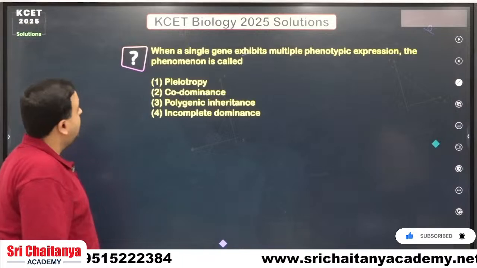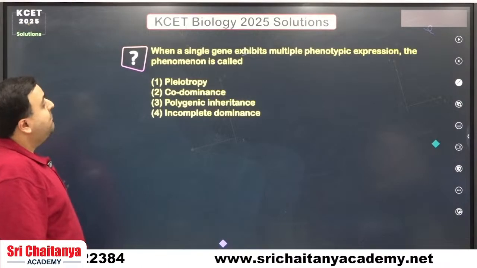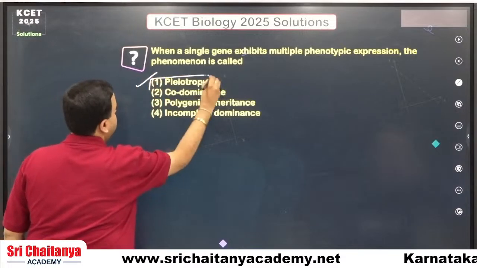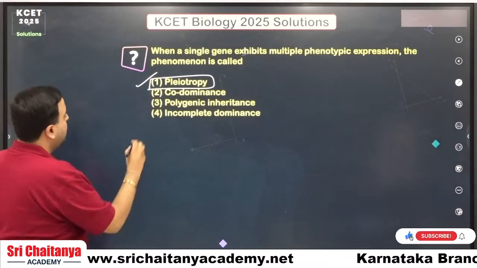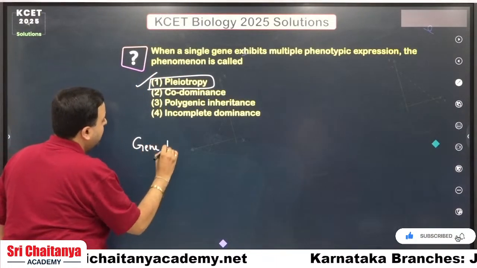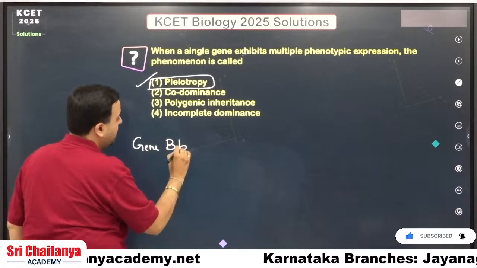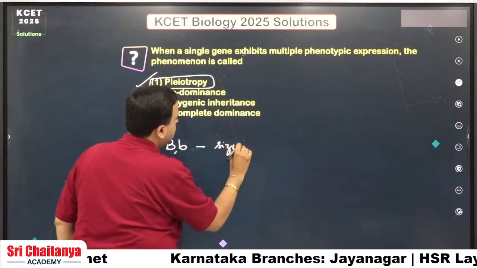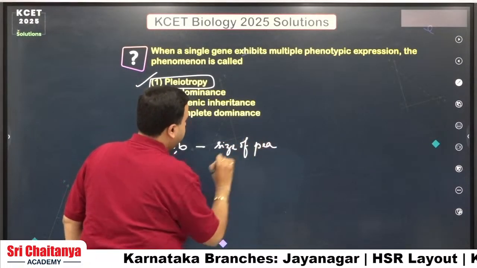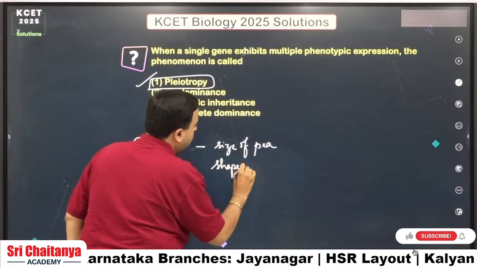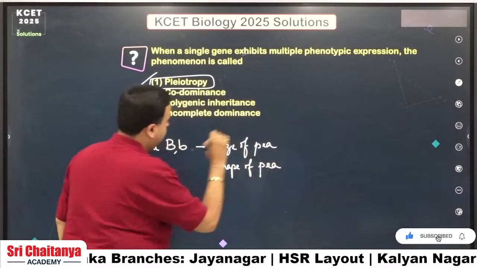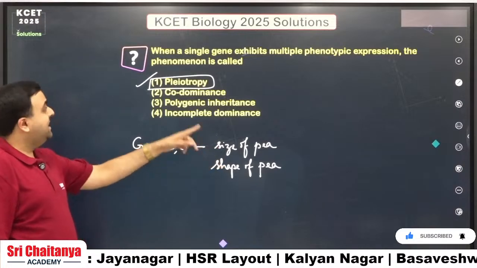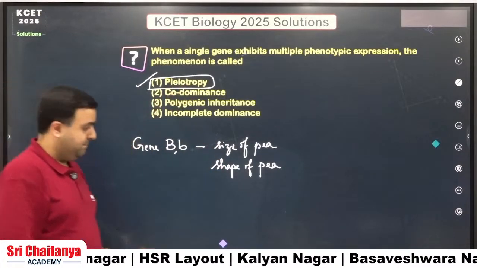Next, when a single gene exhibits multiple phenotypic expression, the phenomenon is called pleiotropy. Now this you can recollect, there is a gene B or small b. Here they are going to control the size of the pea and also the shape of the pea grain. So a single gene is controlling two features, that is the definition of pleiotropy.